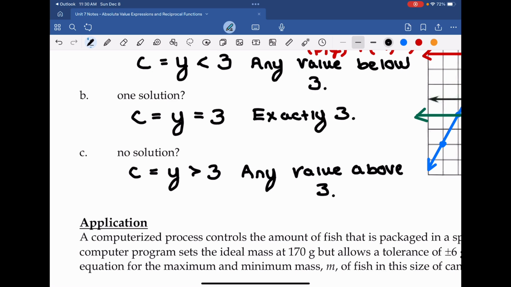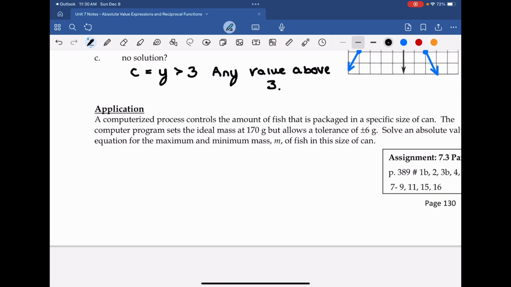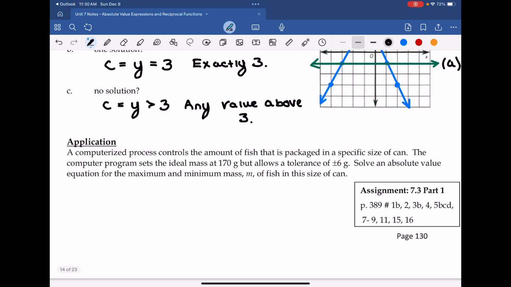Perfect. Awesome. Last example for this part of the lesson is going to be dealing with an application which says, hey, we want to consider how absolutes can be dealt with in sentence form. So let's say we look at this problem. A computer process controls the amount of fish that are packaged at a specific size for a can.